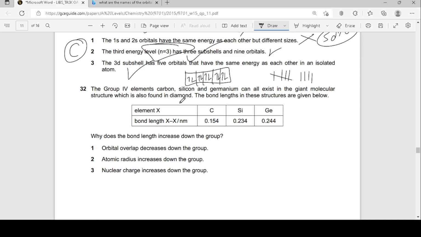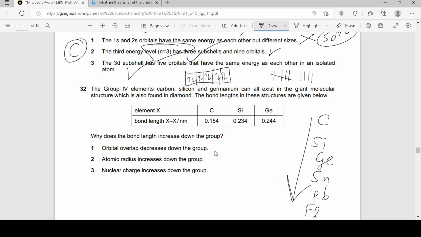The group 4 elements, carbon, silicon, and germanium, can all exist in the giant molecular structure which is also found in diamond. The bond lengths in these structures are given below. Why does the bond length increase down the group? Let me just write down group 4. I do not have group 4 memorized, so let me just write down from the periodic table. I don't know why I do this, it's just a habit.